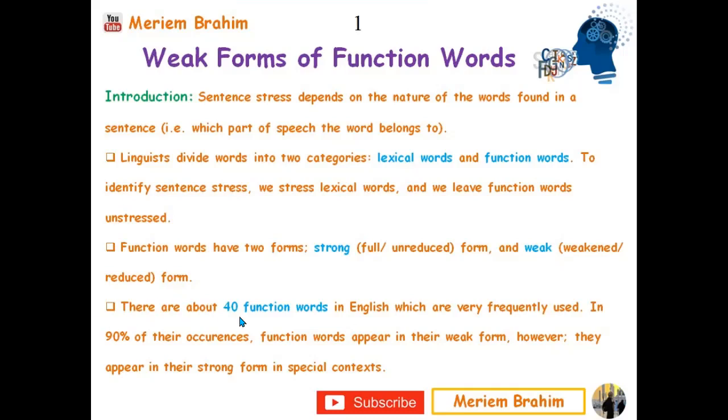In fact, there are about 40 function words in English which are very frequently used. In 90% of the occurrences, function words appear in their weak form. However, they appear in their strong form in special contexts.